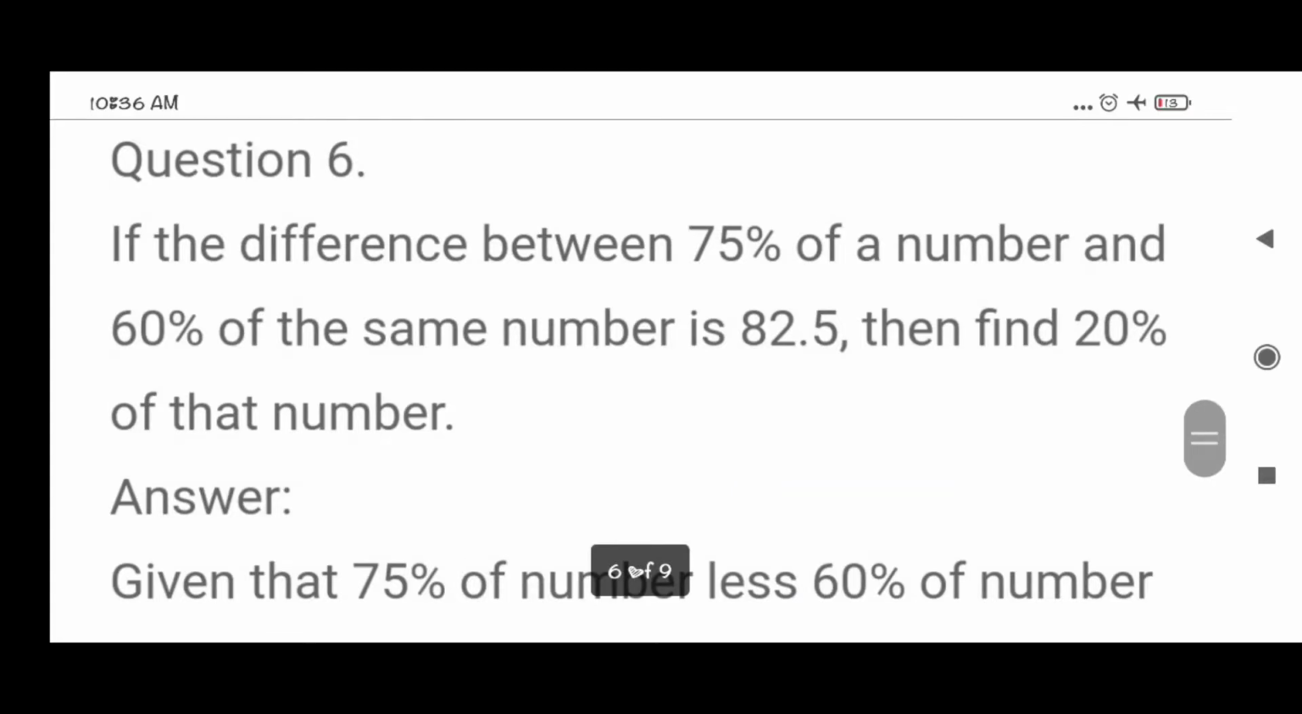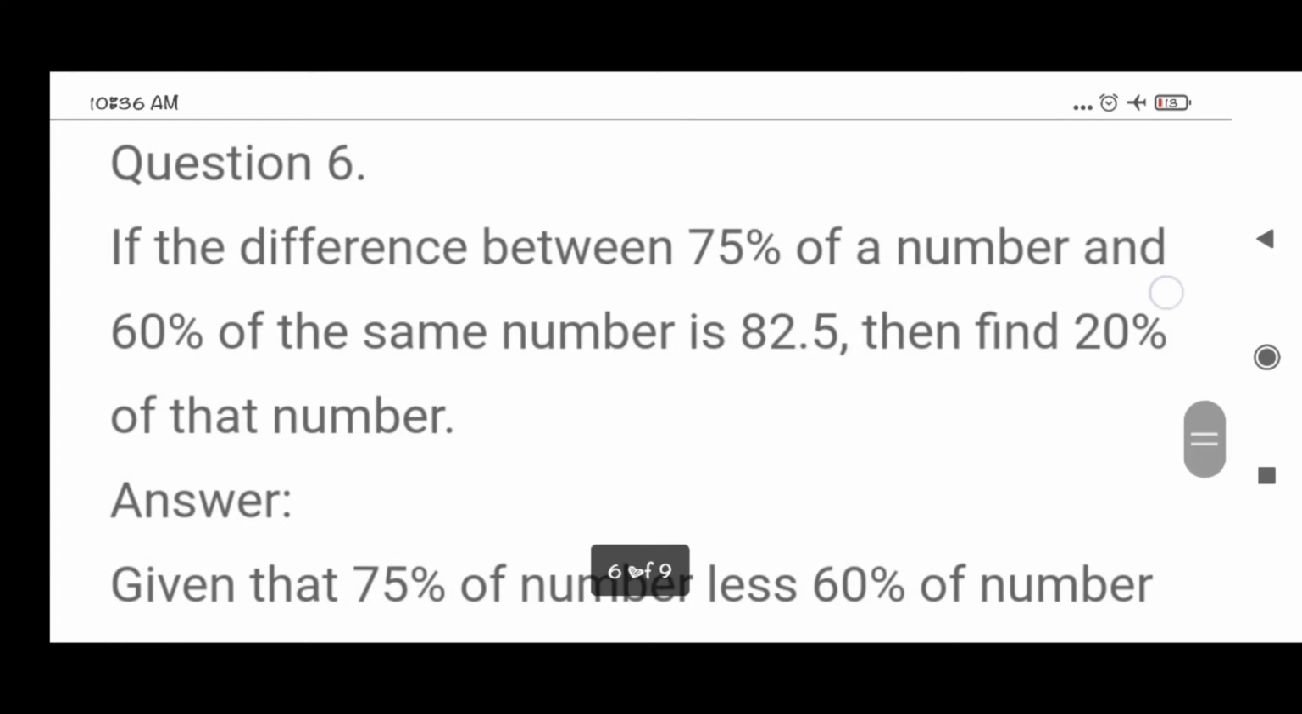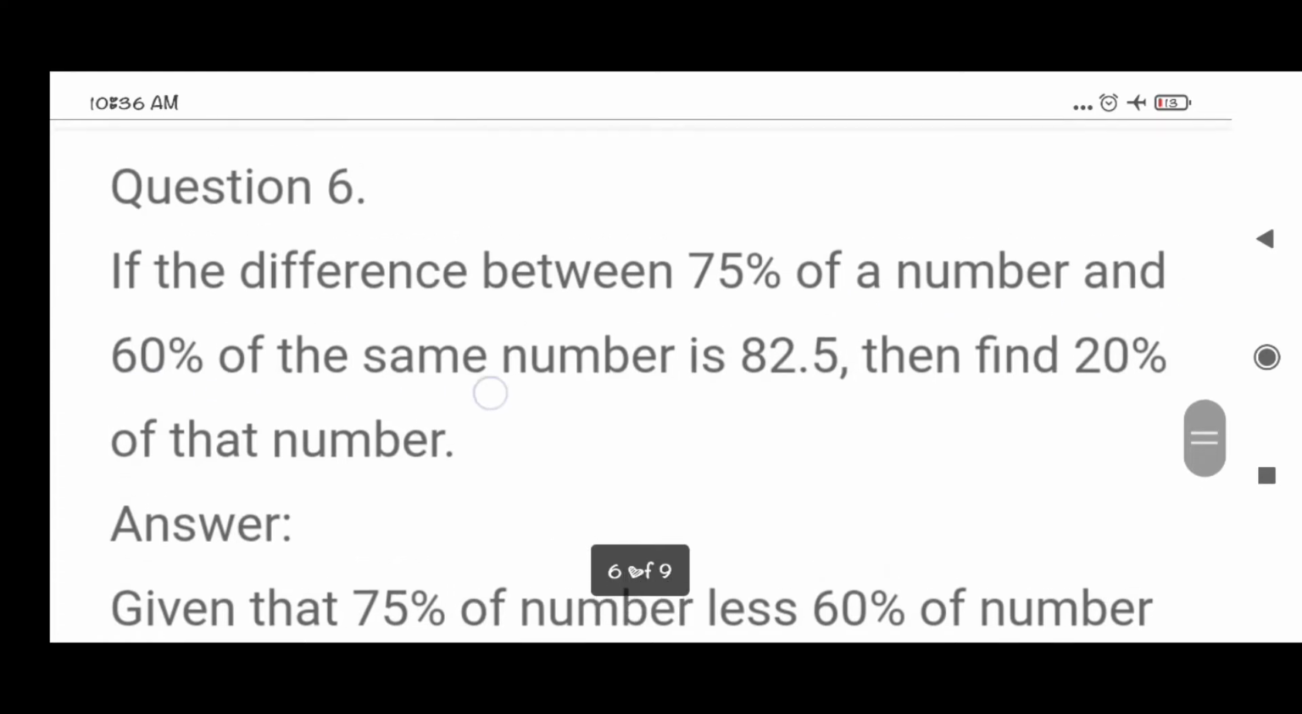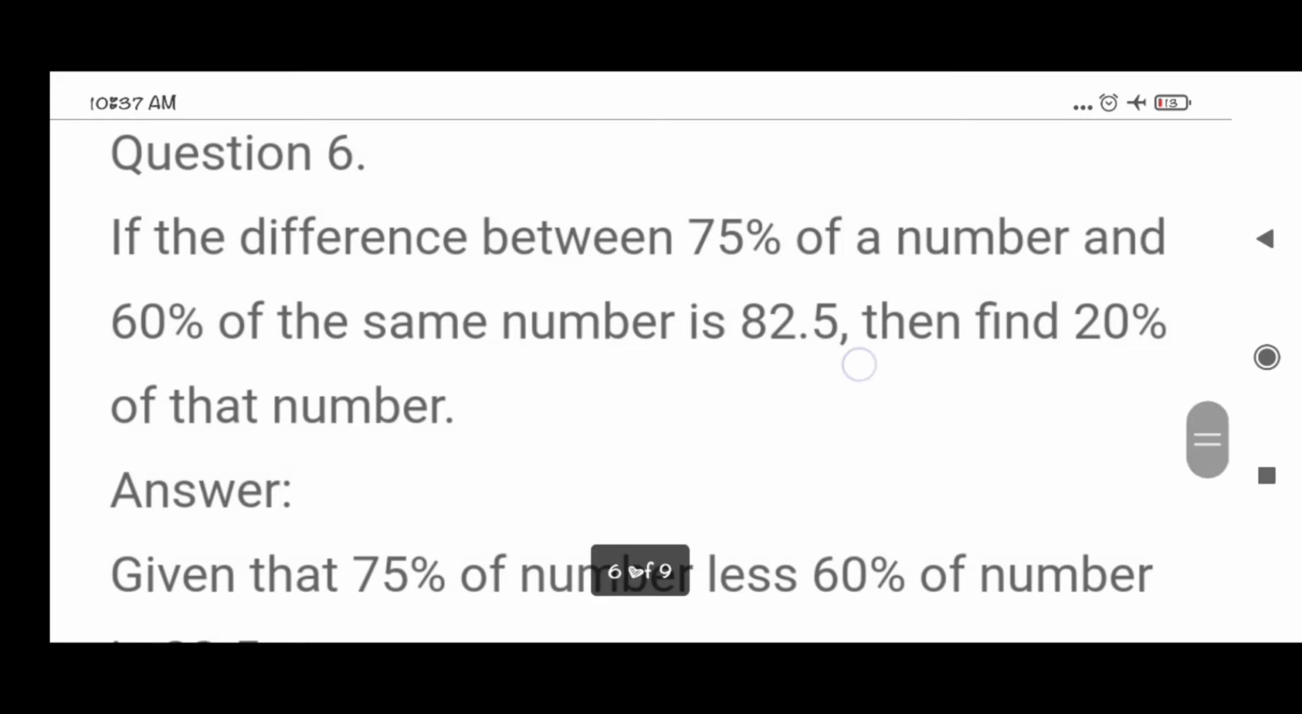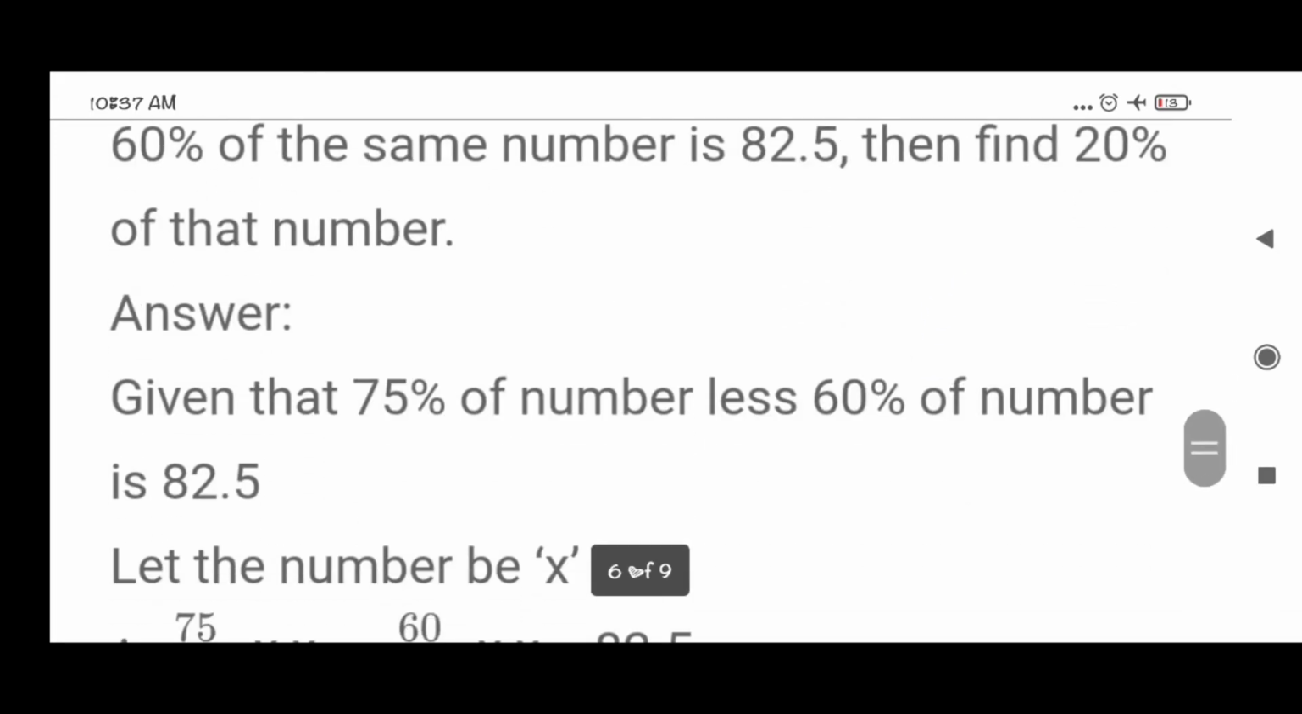Then the sixth question. If the difference between 75% of a number and 60% of the same number is 82.5, then find 20% of that number. When we subtract 60% of a number from 75% of the same number, we get 82.5 as the answer. Then find 20% of that number. The same number we have to find 20% of.